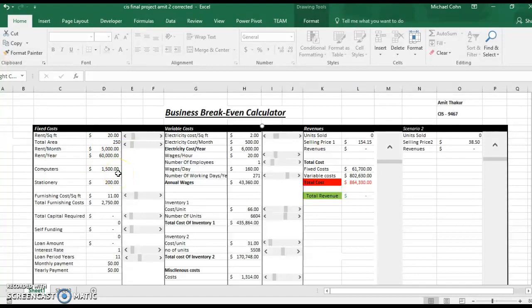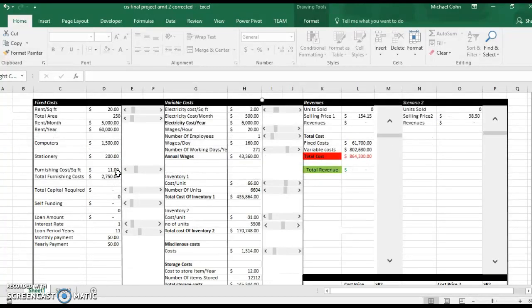Additionally, she would require $1,500 to set up a computer and a printer and other required peripherals. I have also set aside an additional $200 for stationery and other equipment.